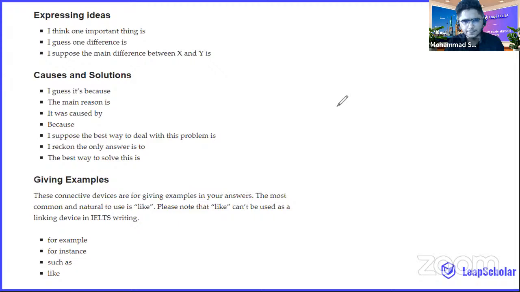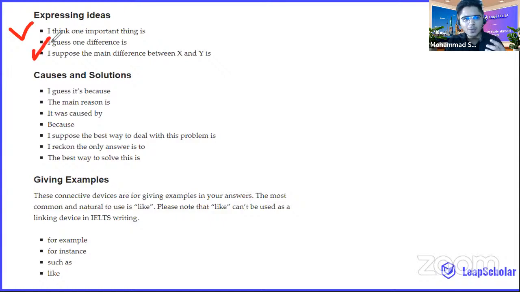By practicing. For example, if you get a question from the examiner based on why the pollution is increasing, how can you express your idea? You can say something like this: I think one important factor why pollution is increasing is because of deforestation, right? So this is how you can use this phrase to express ideas.